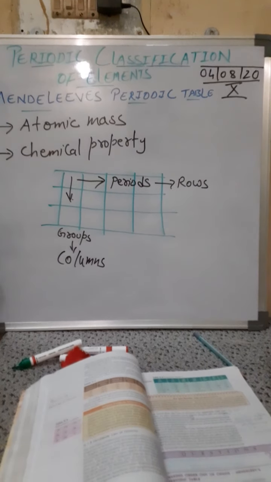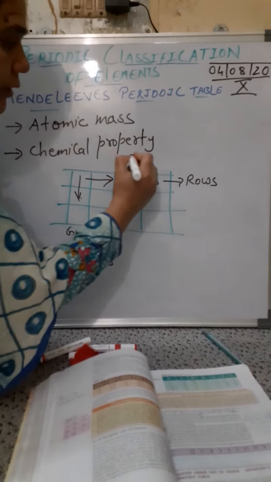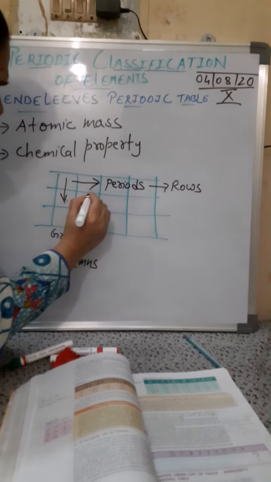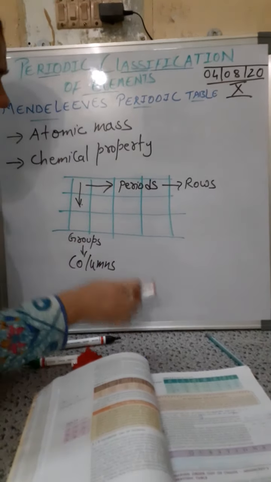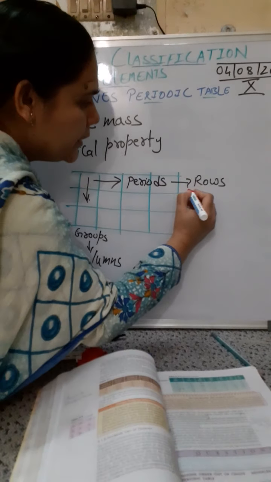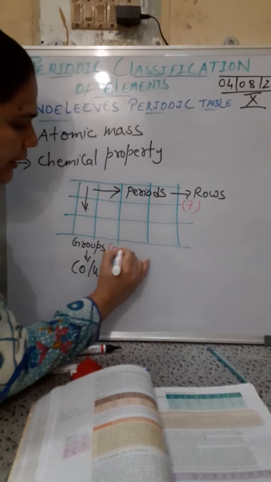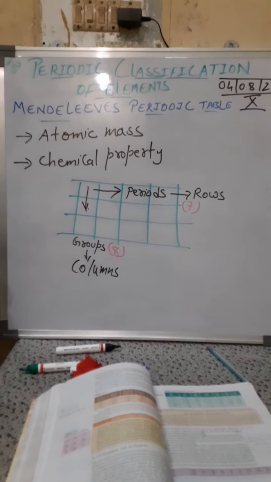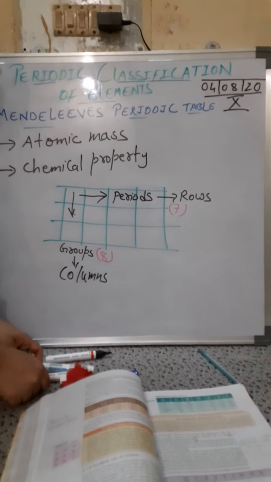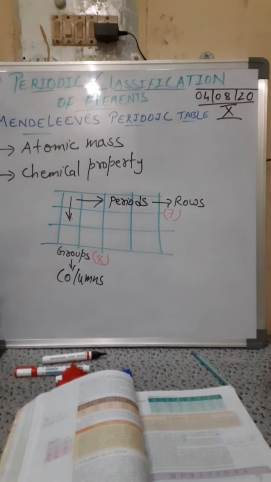So Mendeleev's table had a total of 7 periods. How many periods did he have? 7 periods. And how many groups were there? 8 groups. Clear?